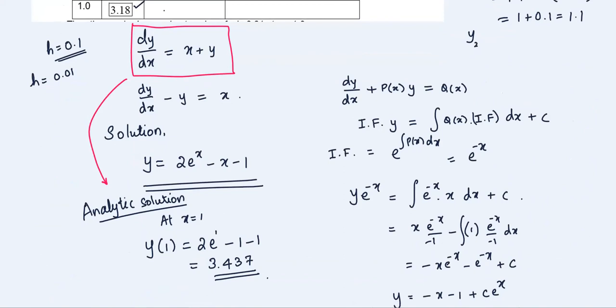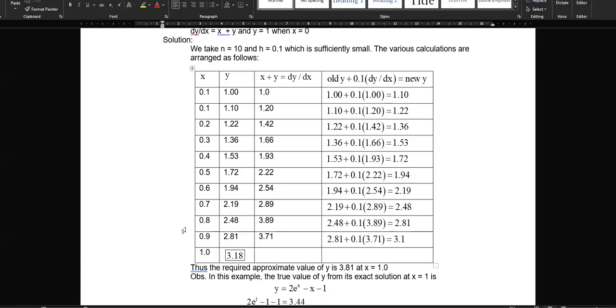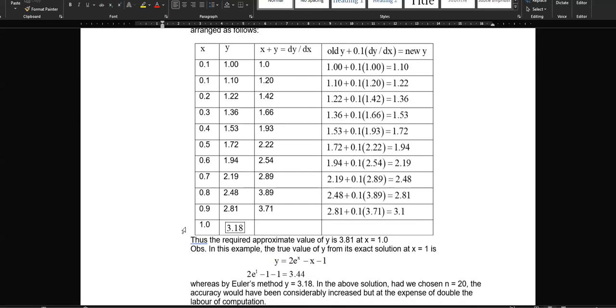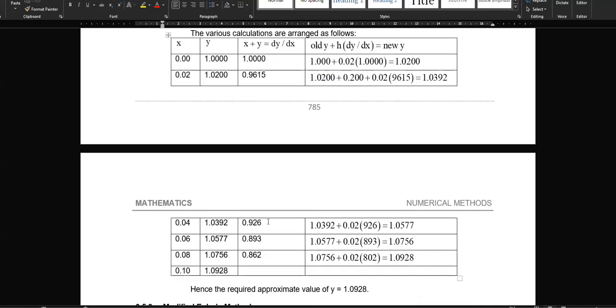Okay, so next we move on. Here, for example, we have to solve this example by Euler's method. A homogeneous differential equation and the like you can solve, but let's say this is not solvable, then we use this method, Euler's.